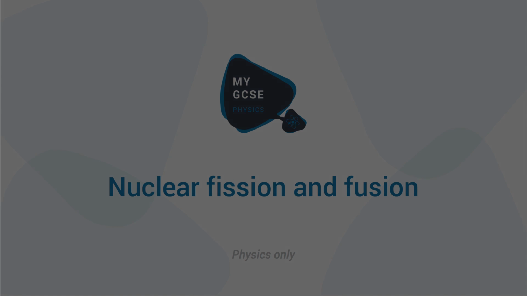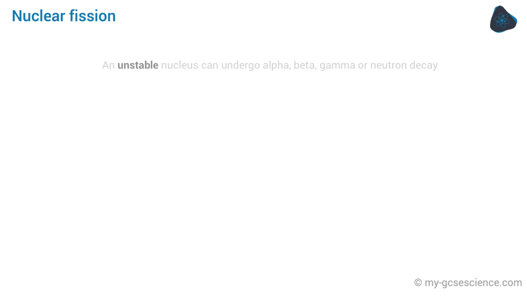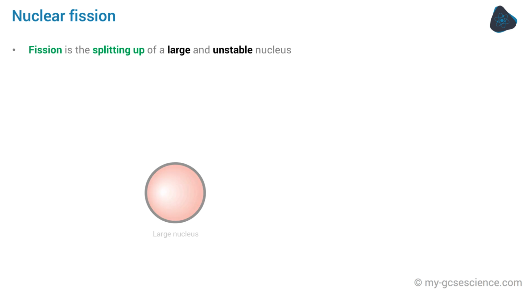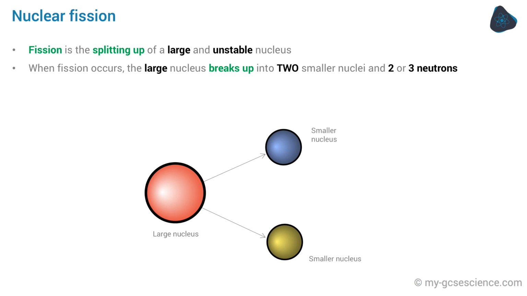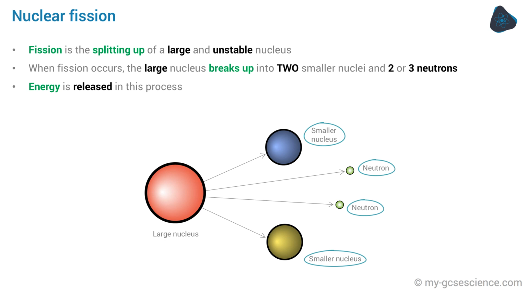Isn't physics wonderful? So far, we've seen that an unstable nucleus can undergo alpha, beta, gamma, or neutron decay. There's actually another special type of radioactive decay which only happens to a few very heavy nuclei, nuclear fission. Fission is the splitting up of a large and unstable nucleus, such as uranium or plutonium. When fission occurs, the large nucleus breaks up into two smaller nuclei and 2 or 3 neutrons. Energy is released in this process, so the products have kinetic energy, and some gamma rays are emitted too.